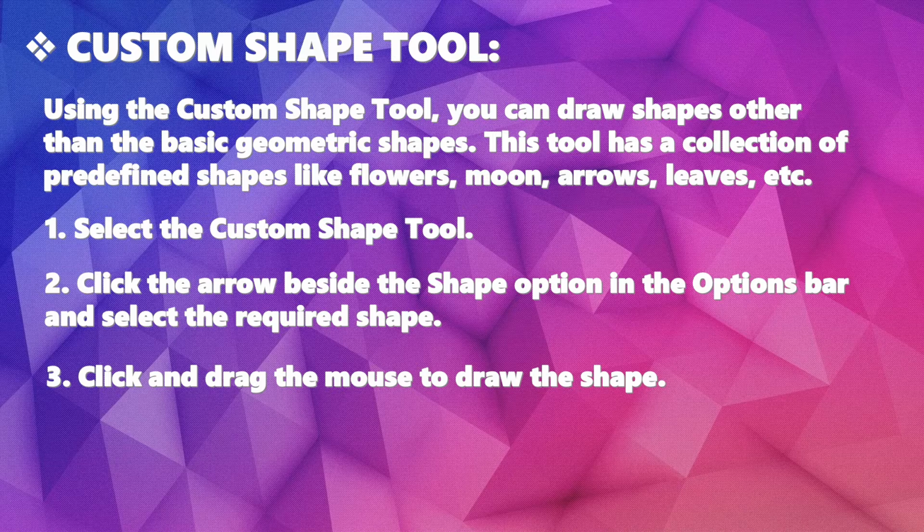Custom Shape Tool. Using the Custom Shape tool, you can draw shapes other than the basic geometric shapes. This tool has a collection of predefined shapes like flowers, moon, arrows, leaves, etc. To draw a shape with the Custom Shape tool, the steps are: select the Custom Shape tool. Click the arrow beside the shape option in the options bar and select the required shape. Click and drag the mouse to draw the shape.